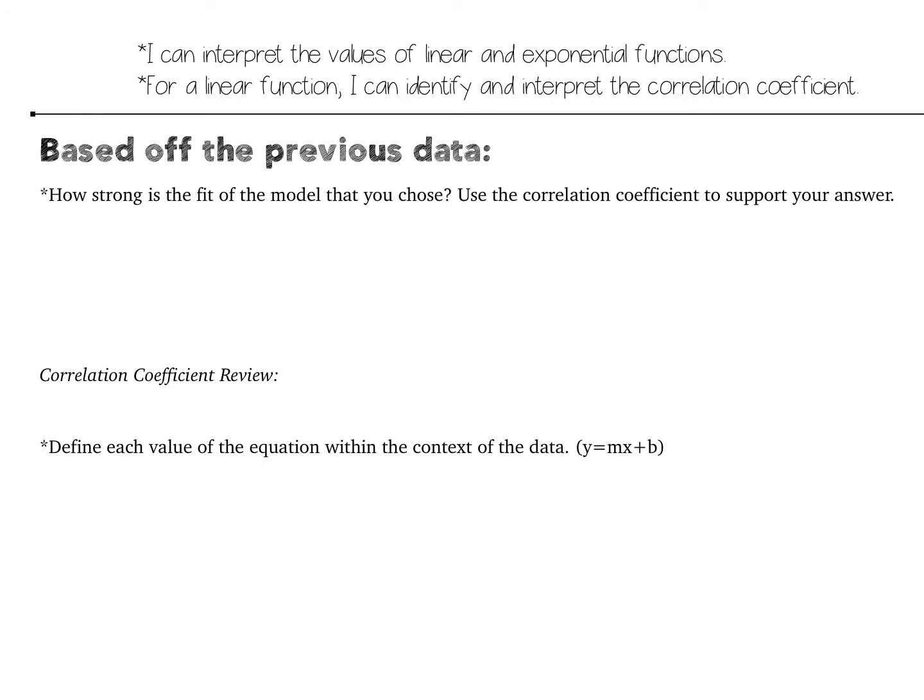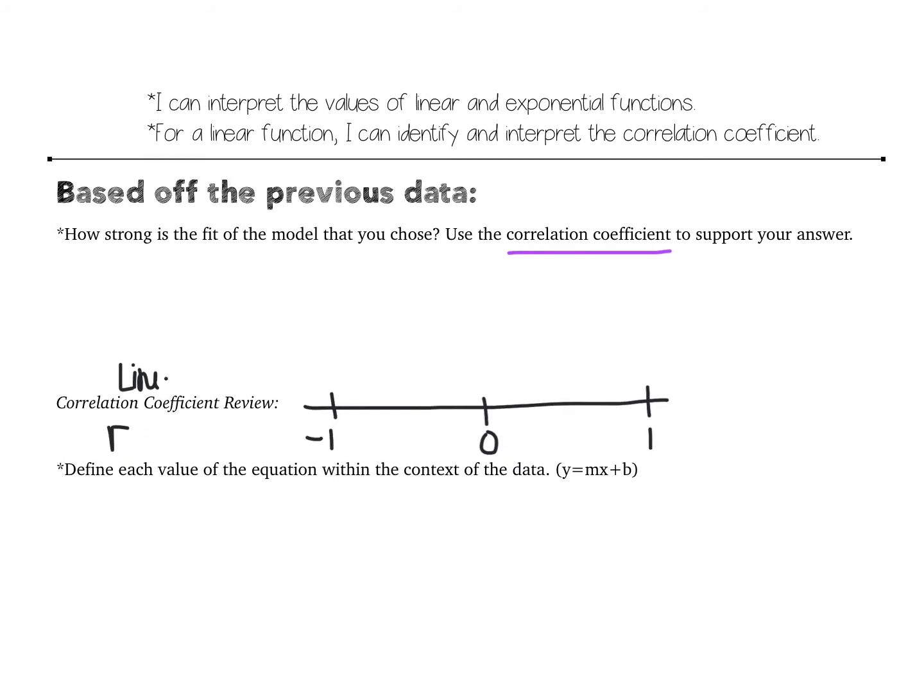All right, so we're going to move into the second part of our objective, no longer just predicting, but now we're going to talk about the idea of the correlation coefficient, which you should have learned about in Algebra 1. If you didn't, I'm going to do just a quick review right here. So the correlation coefficient is R when we calculate any sort of regression, and we're going to use this for linear. The correlation coefficient is only going to be used for linear models.